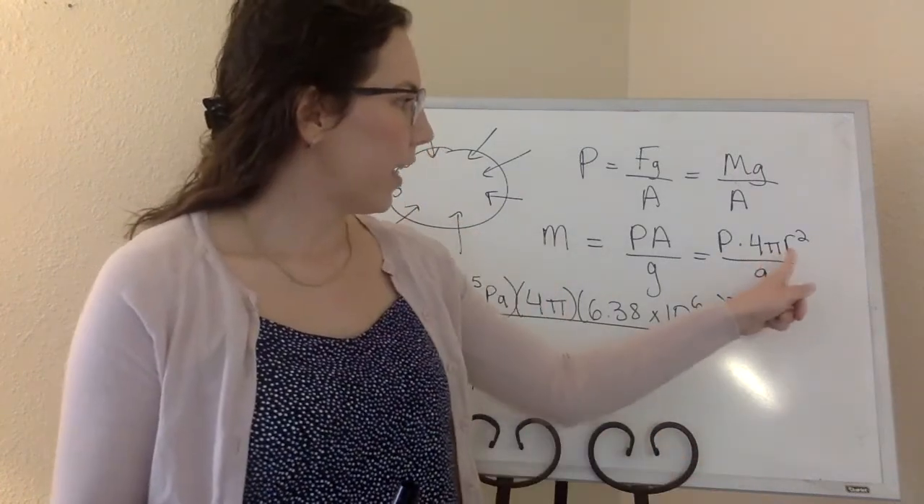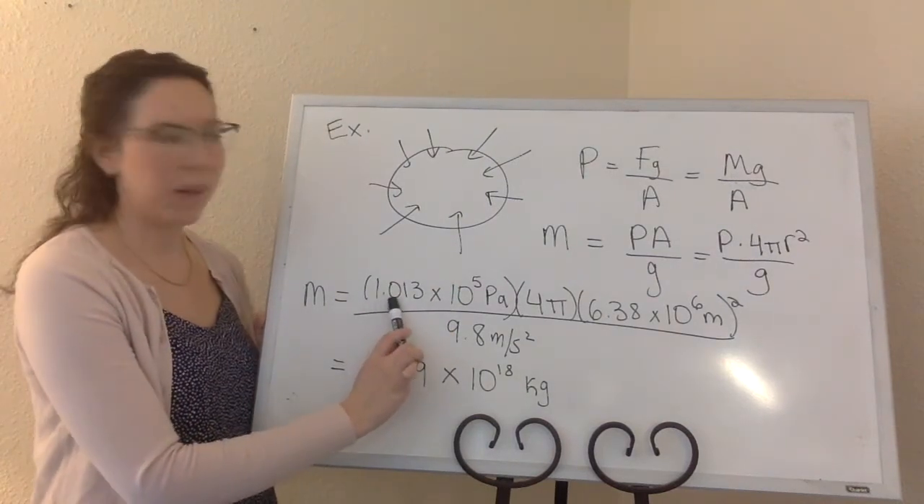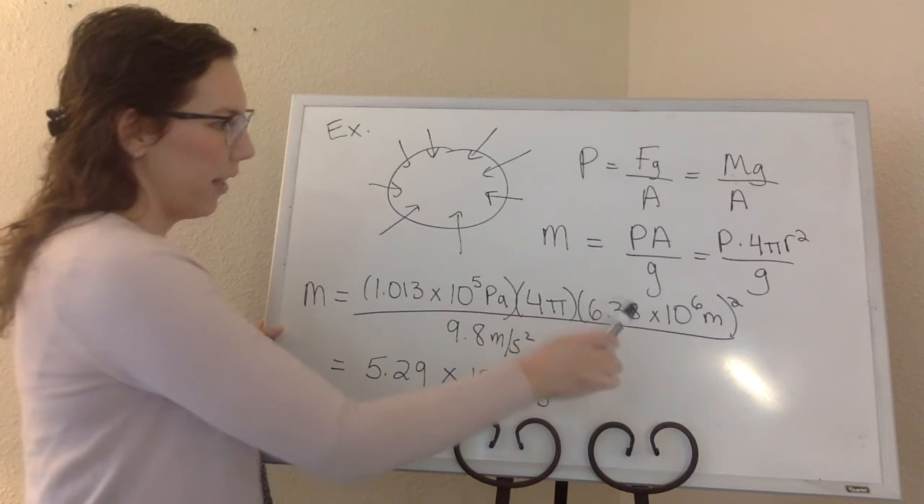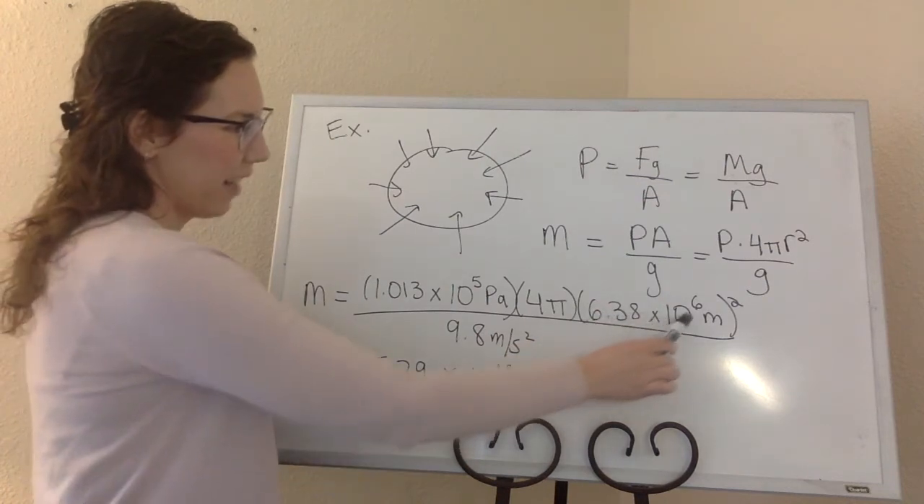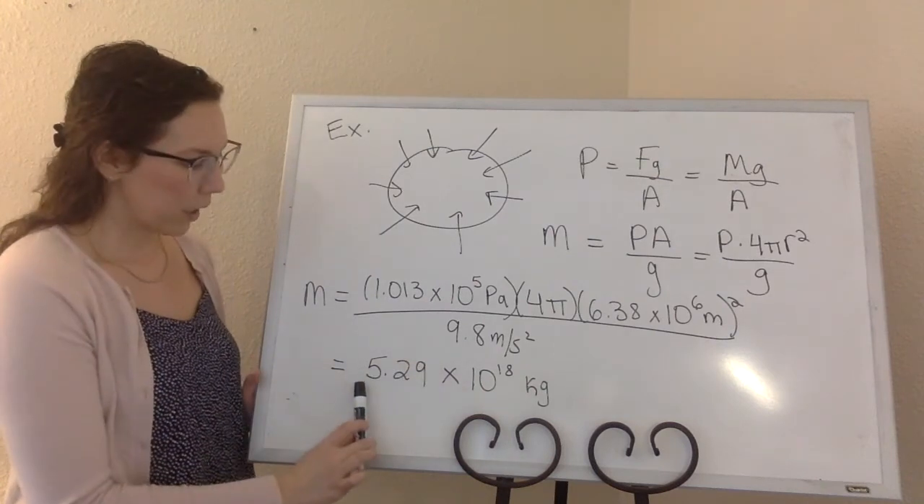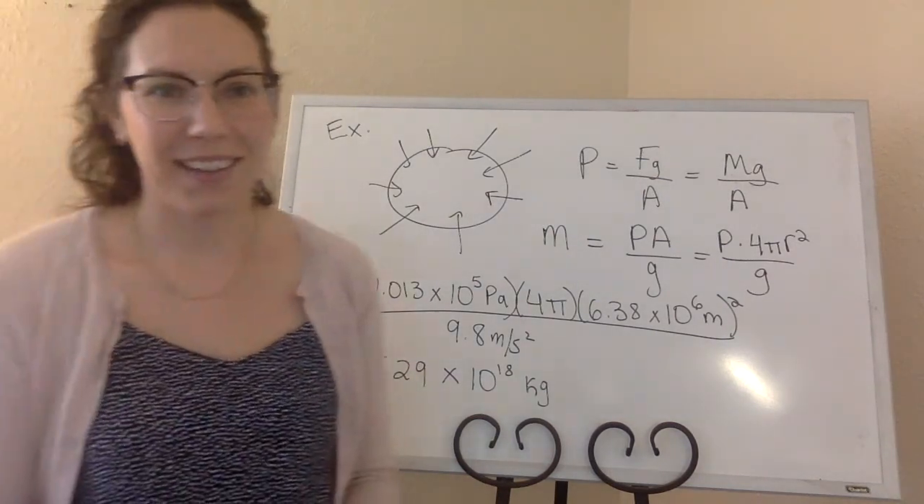So plugging that in here, and then our numbers here, we have atmospheric pressure, 1.013 times 10 to the 5 pascals, times 4 pi, the radius squared, 6.38 times 10 to the 6 meters squared, divided by g, which gives me 5.29 times 10 to the 18 kilograms.